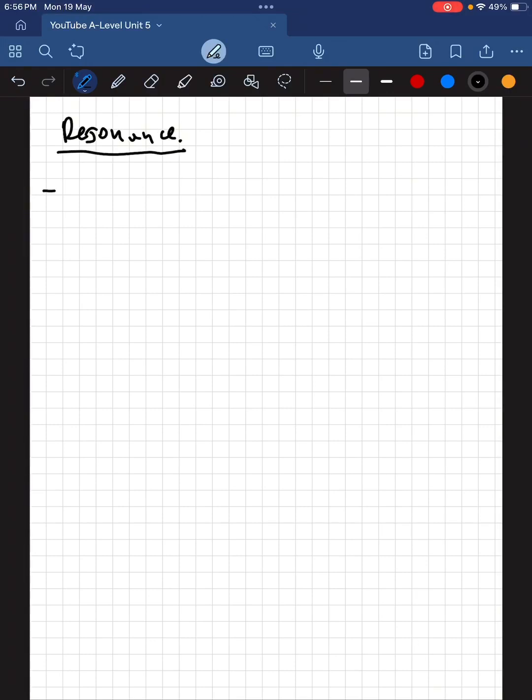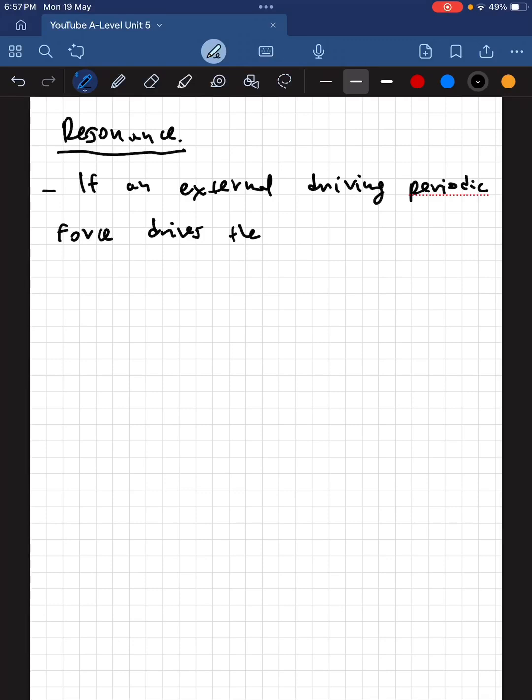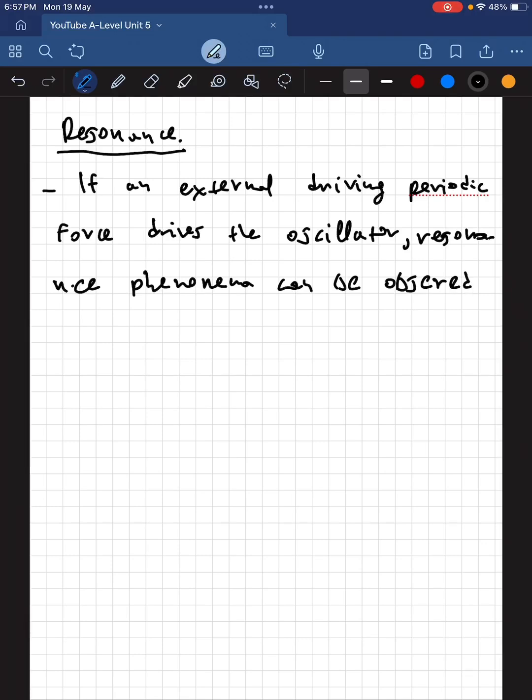A resonance is caused by an external driving periodic force. Let me write it down and I'm going to try to explain. If an external driving periodic force drives, as we say, the oscillator, meaning that it puts it in motion, a resonance phenomenon can be observed.